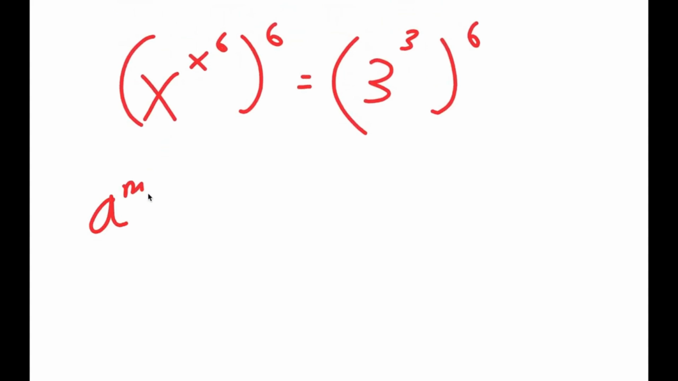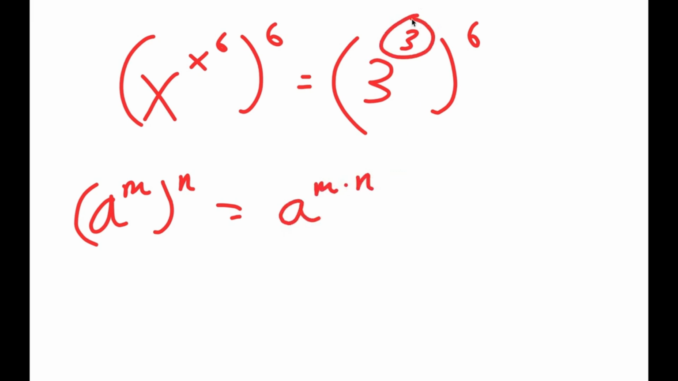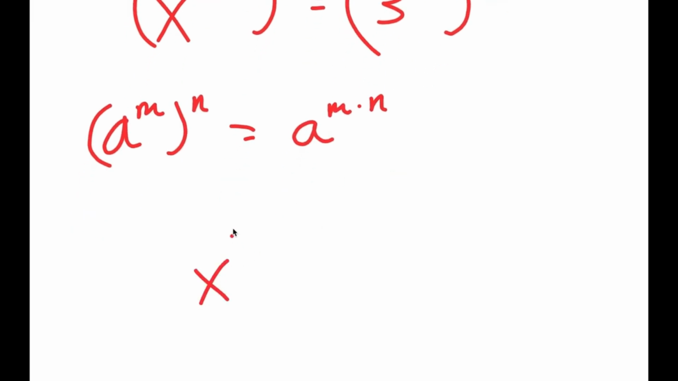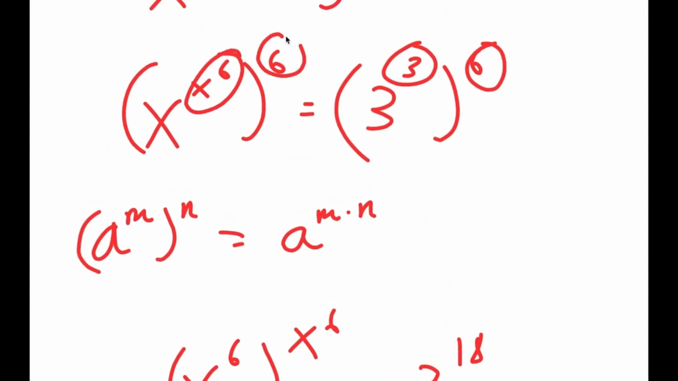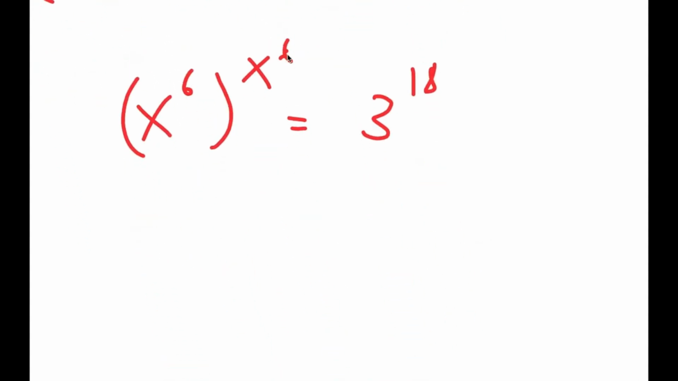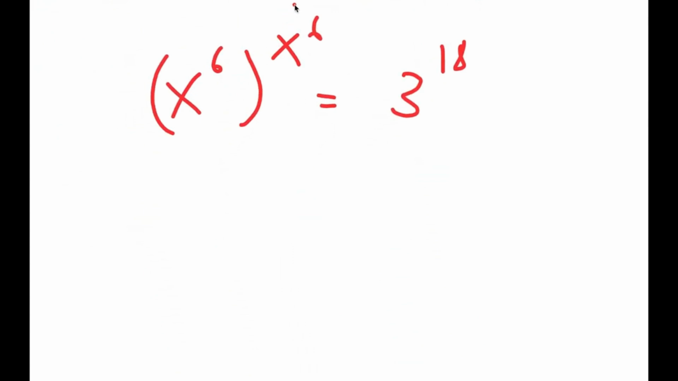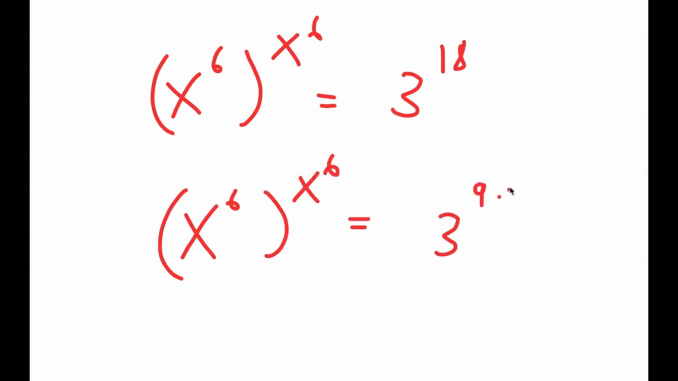And now if I have something in the form a to the power of m to the power of n, this is equal to a to the power of m times n. So 3 and 6 multiply, so now I get x to the power of 6 to the power of x to the power of 6 is equal to 3 to the power of 18. I also switched the places of x to the power of 6 and 6. So now from here, I'm going to rewrite 3 to the power of 18 as 3 to the power of 9 times 2.